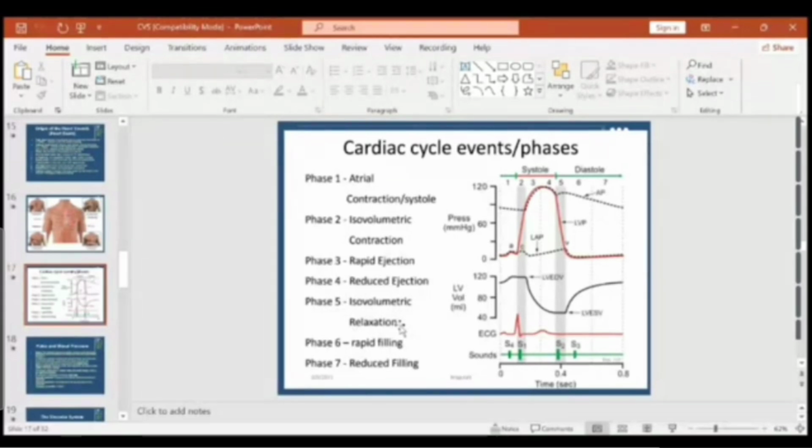So finally, we have filling. This is where the atria are filled, because after the pumping by the ventricles, the same happens with the ventricles. The filling of the atria occurs in 2 phases. So we have a rapid initial phase, which is followed by a slightly reduced filling phase.